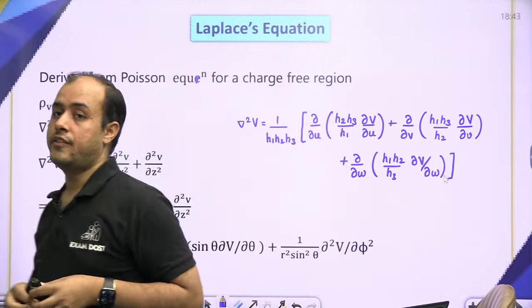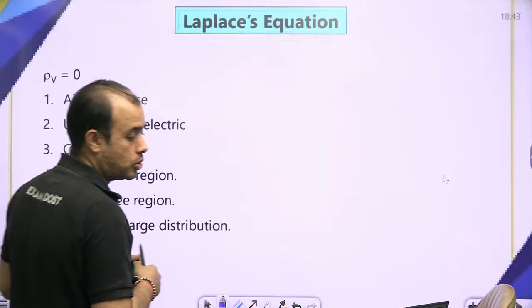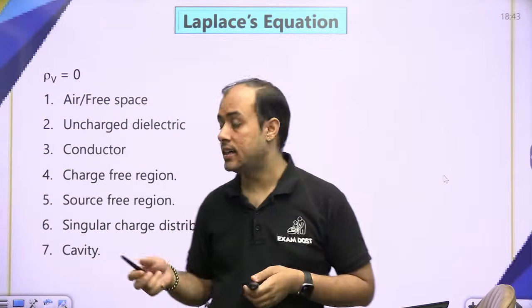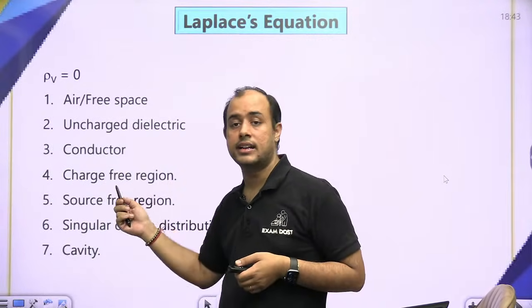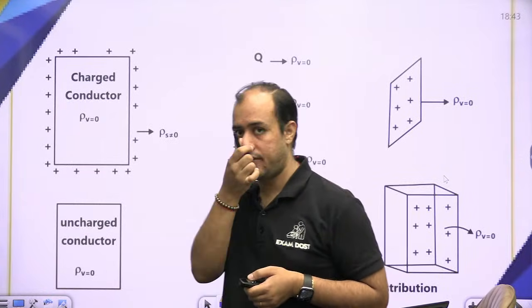So this is how we find the Laplacian in general terms. Clear? Okay, so rho v is 0. This can happen in air or free space, uncharged dielectric, conductor, charge-free region, source-free region, singular charge or a cavity.